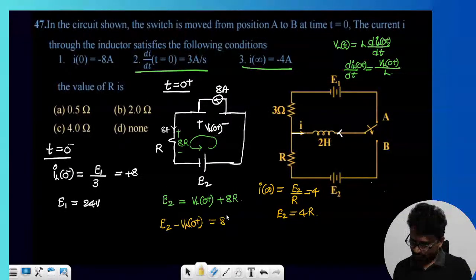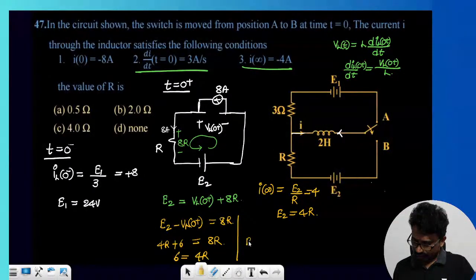So this is what we are getting here. This is 8R, right? 8R, E2 equal to 4R. So this value VL will be minus 6 plus 6 hoga, this is 8R. Now it becomes 6 equal to 4R. Now R equals 6 by 4. 1.5 we are getting.